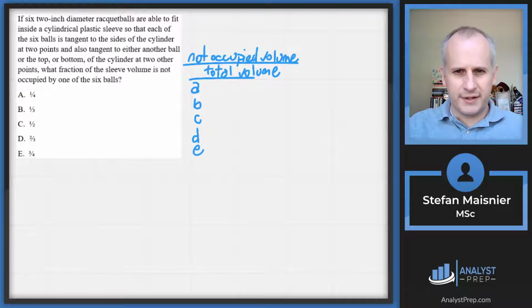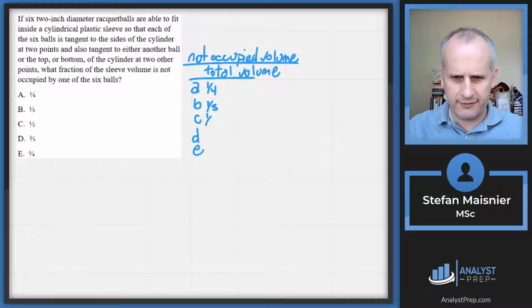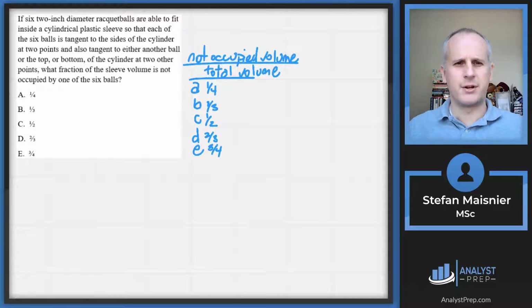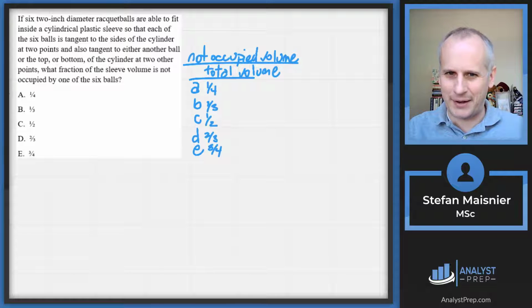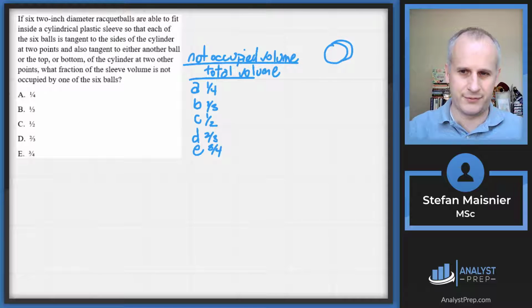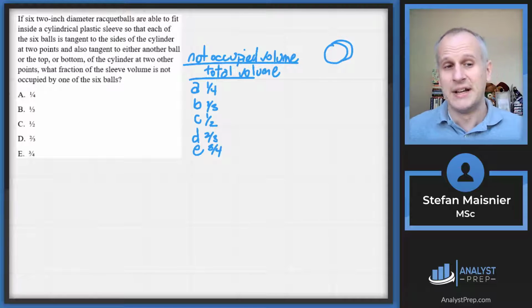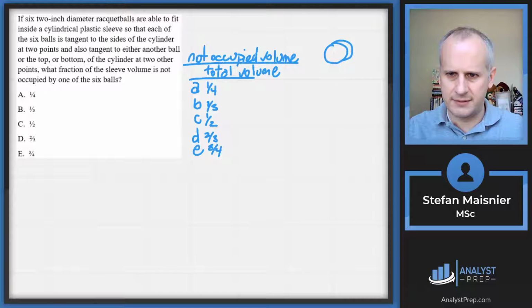And we see our answer choices: 1/4, 1/3, 1/2, 2/3, and 3/4. So, six 2-inch diameter racquetballs, I got that backwards. So we've got just a racquetball, and again, it's really quite difficult to draw a sphere, so you can do something like that just to indicate it. Wouldn't worry too much about this, but we know that the diameter inside of these is going to be 2.